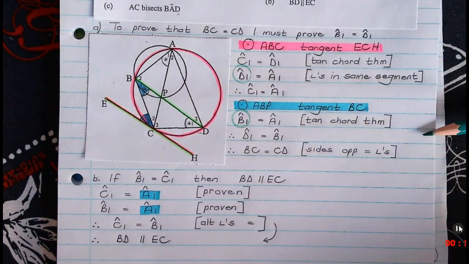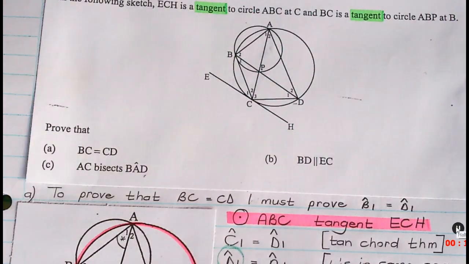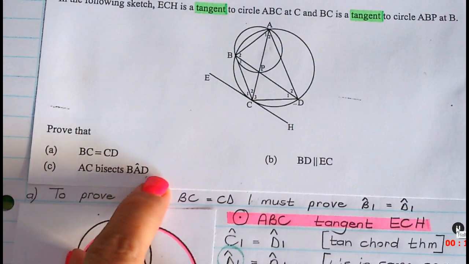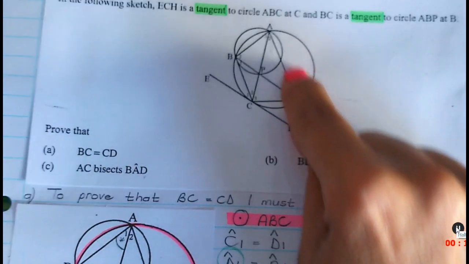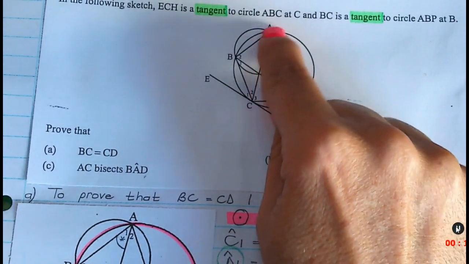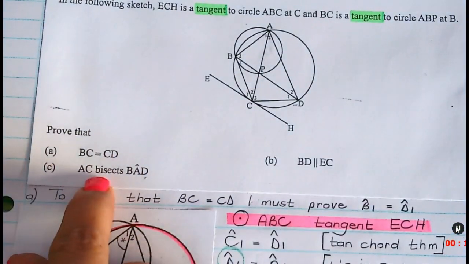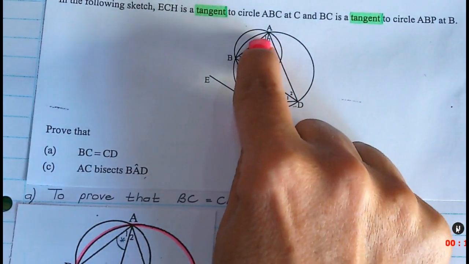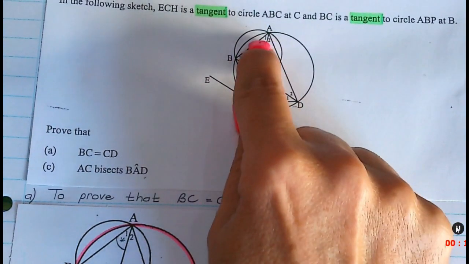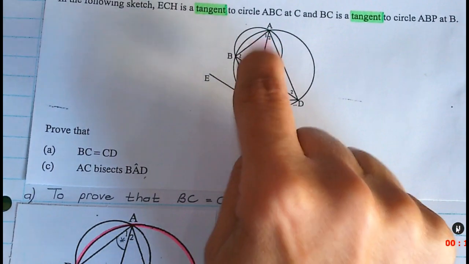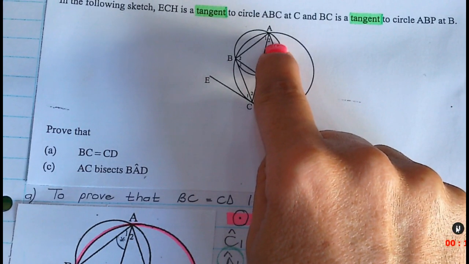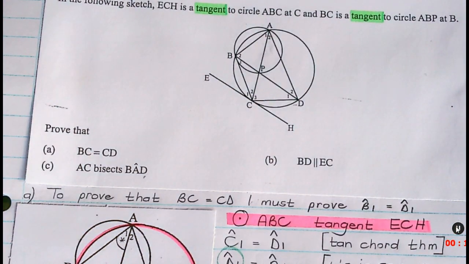The last one here is to prove that AC bisects BAD. Now BAD is the angle there, it's A1 and A2. And what they mean when they say bisect is that AC divides that angle A into two equal parts. So to prove that, we need to prove that angle A1 is equal to angle A2. Now there's a long way to get to that, but I'm going to quickly show you the short way, which I'm not sure you would have seen.